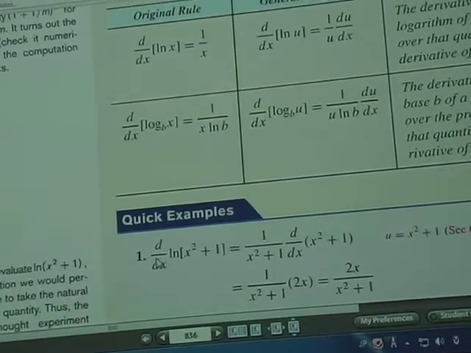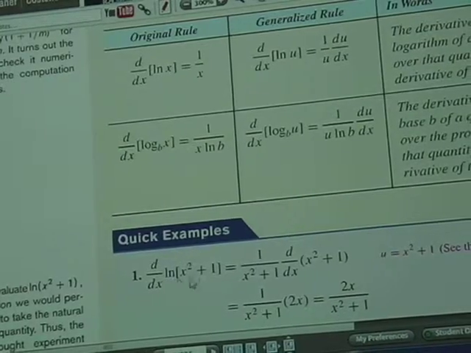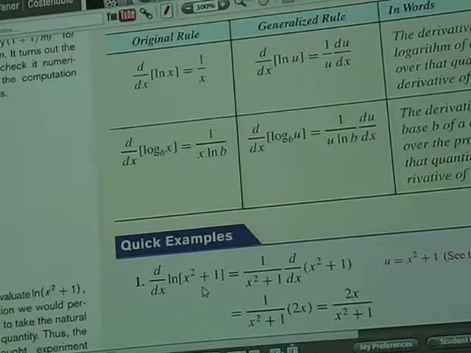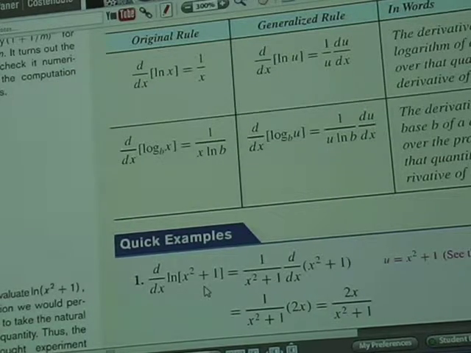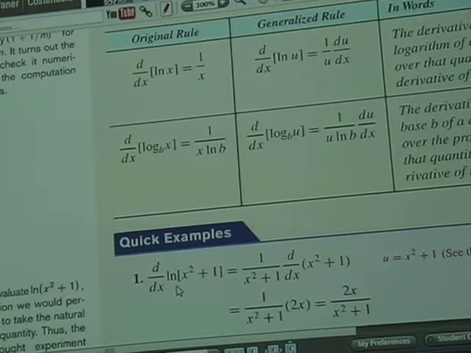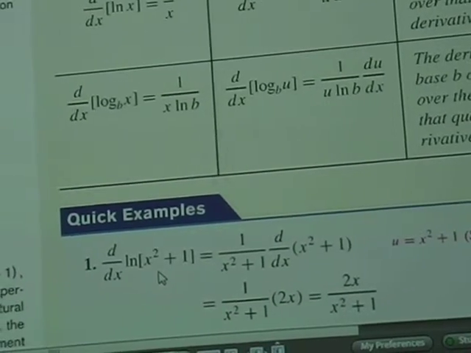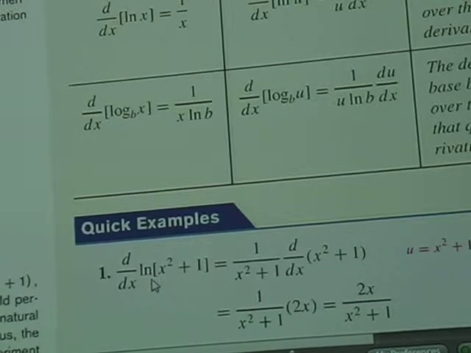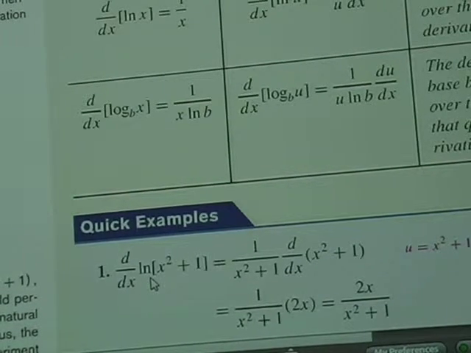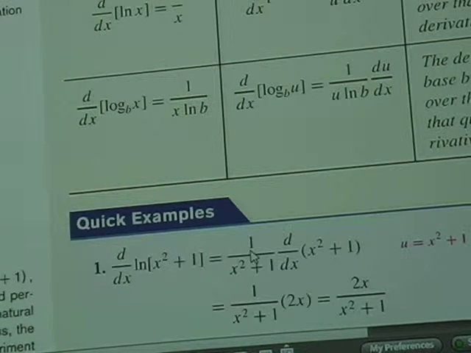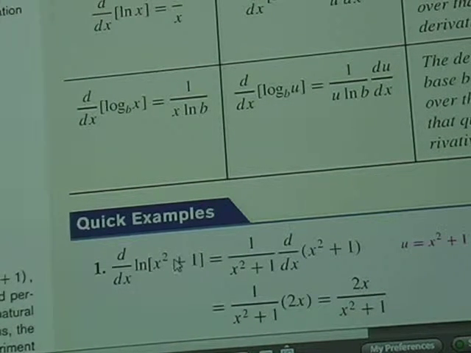Okay, so here we're asking, which rule are we going to need? We have an outside function and an inside function, right? What's the outside function here? ln, and what's the inside function? X squared plus 1. So we're going to have to take the derivative of the outside function, the derivative of ln, but that's equal to what? 1 over, but what are we putting into it? X squared plus 1, so it's 1 over x squared plus 1 times the derivative of the inside function.